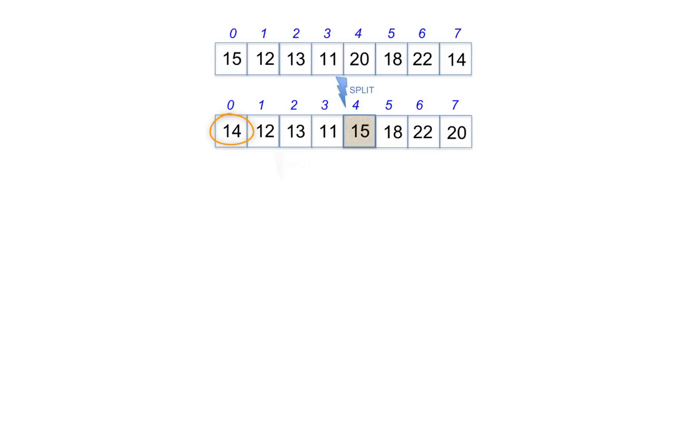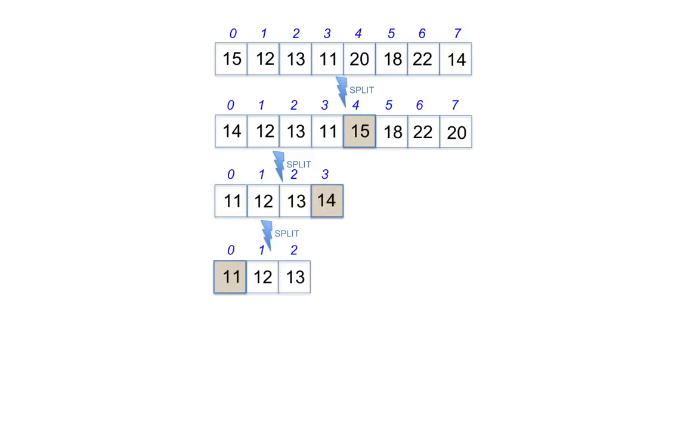This splits into 11, 12, and 13 to the left of 14 and nothing to its right. The next recursion is on the left subarray again with 11 as a pivot, which splits into 12 and 13 to the right of 11 and nothing to its left. The final split in this recursion sequence is on the right subarray with 12 as a pivot, which leaves 13 to its right and nothing to its left. The recursion sequence ends here since 13 is a singleton subarray.